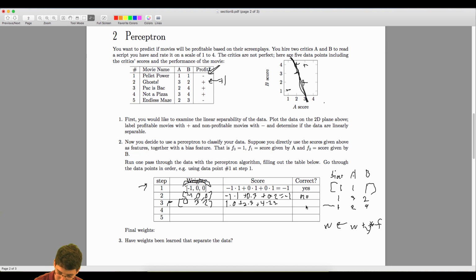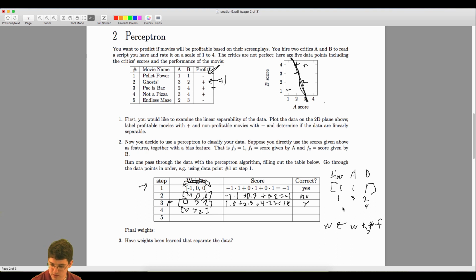Sorry, that equals 14. All right. So now this is greater than 0, so we're going to predict positive for this point. And it turns out our actual label is also positive, so we got this correct. Since we got it correct, we don't have to do any updates, so we'll copy our same weight vector down: 0, 3, 2. And we'll go on to the next point.